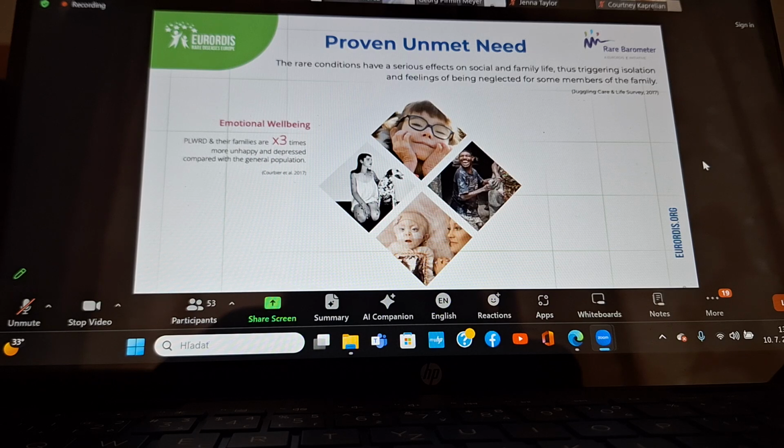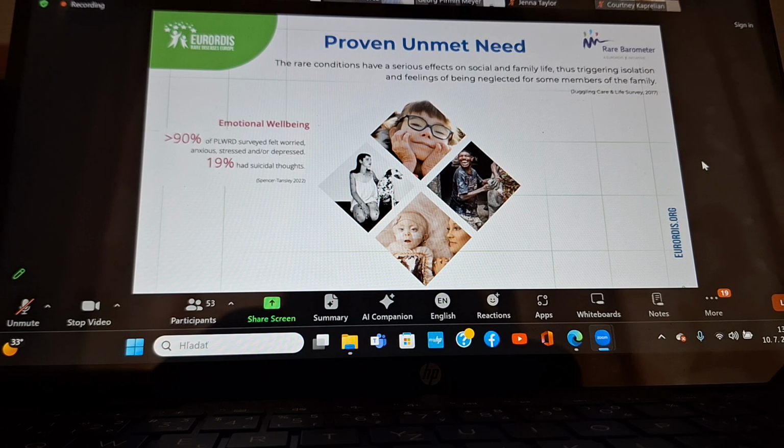Just to give some figures on the impact of rare conditions on mental health, people in the community are 3 times more likely to be unhappy or depressed than the general population. Another study has highlighted that over 90% of people living with a rare disease feel worried, anxious and stressed or depressed, and 19% have suicidal thoughts. That's a significant, scary number, an uncomfortable number for us all.